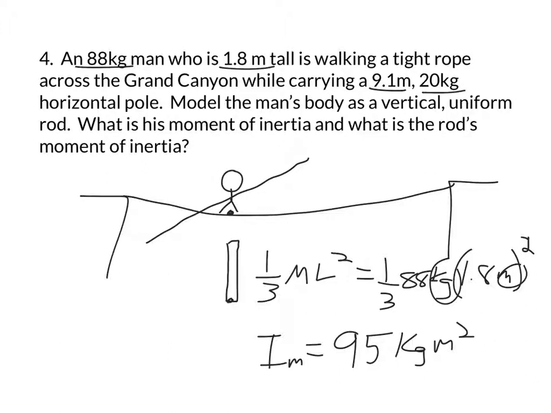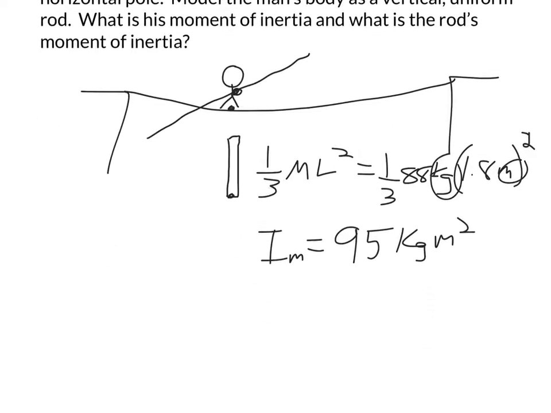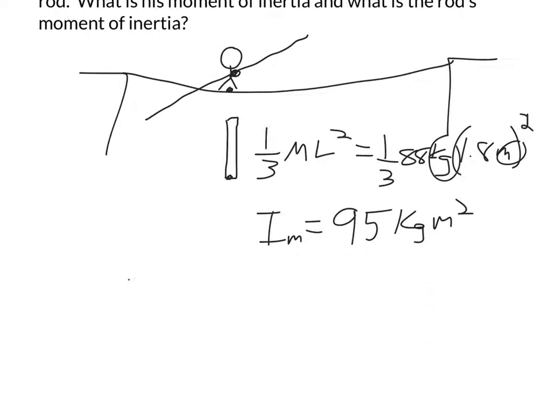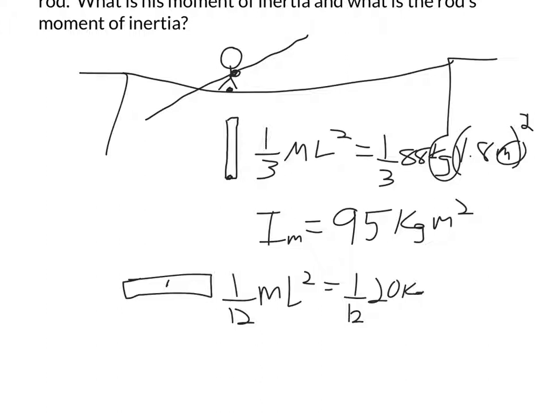All right, well, let's look at the rod. The rod, if it tilts, is actually tilting about the point where he's holding, which is pretty much in the center. His hands will be spread out a little bit, but let's model it as being held in the center. So a rod being spun about its center has a different moment of inertia: 1/12 times its mass times its length squared. And for this rod, it had a mass of 20 kilograms, and a length of 9.1 meters. Very long rod.